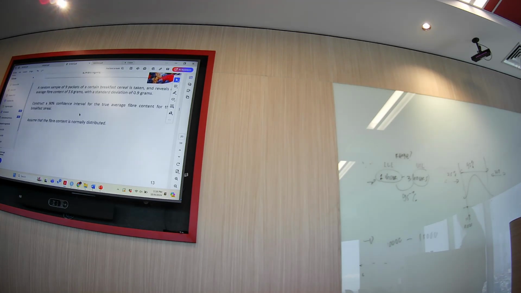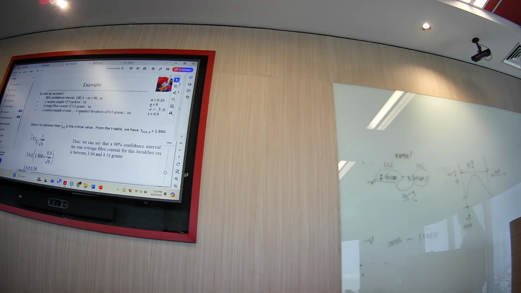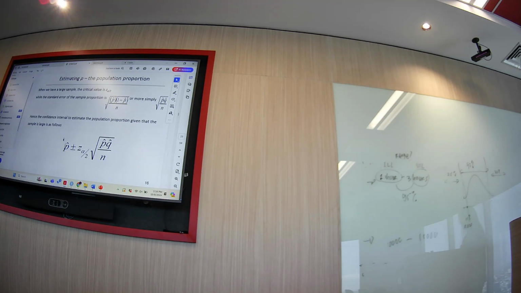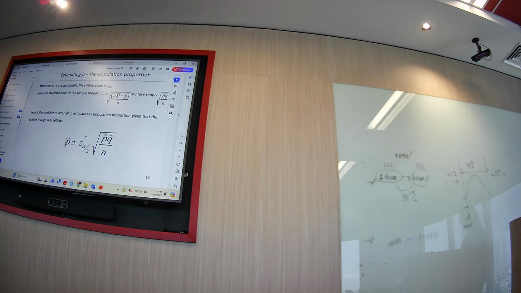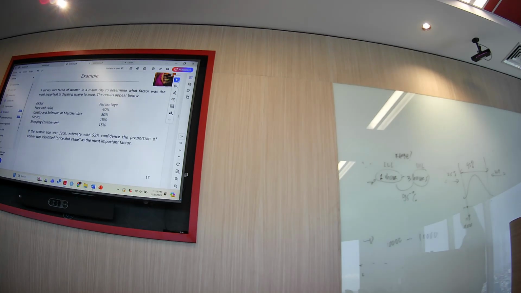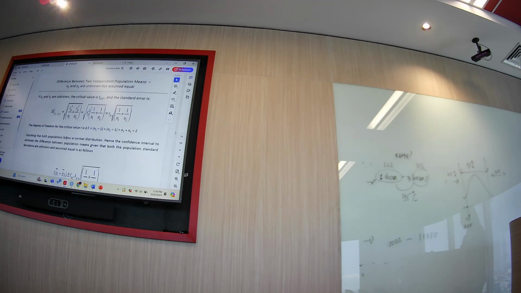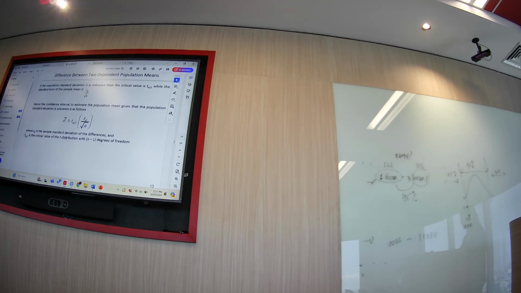Okay, what else? Confidence interval. Also, you have this one. This is similar to the average value, but this one is to find the proportion. So, the confidence interval of proportion. This is the formula using p hat. This is the proportion. And the last one is to find the sample size.